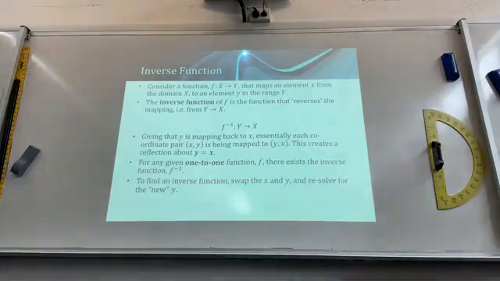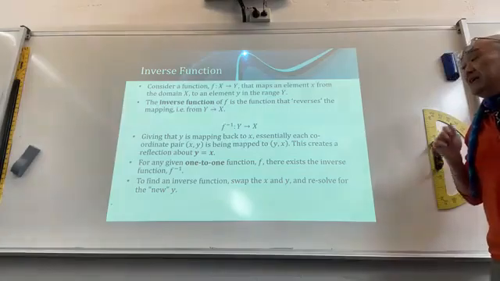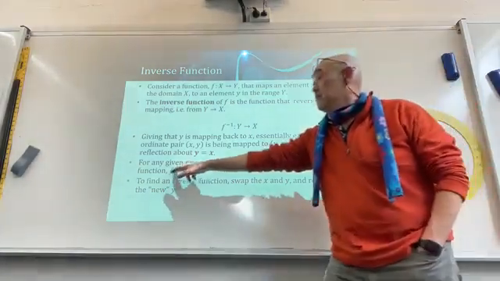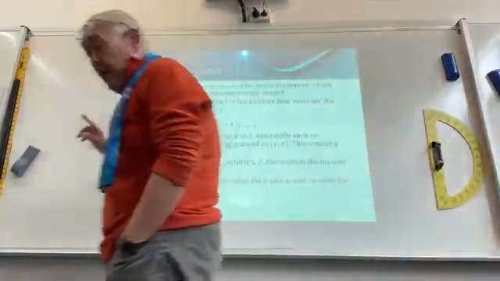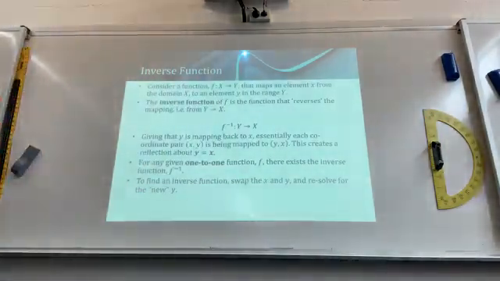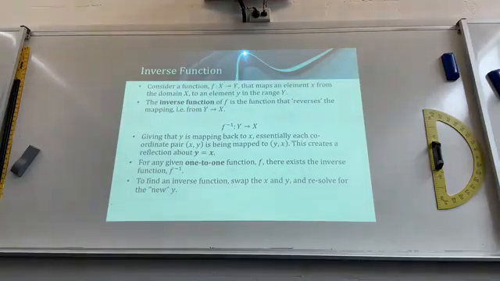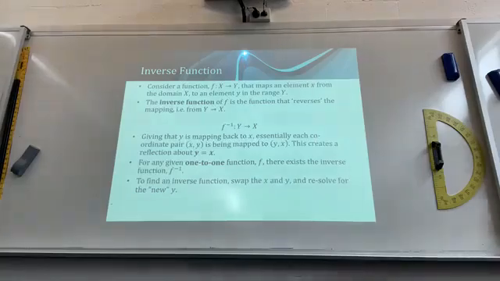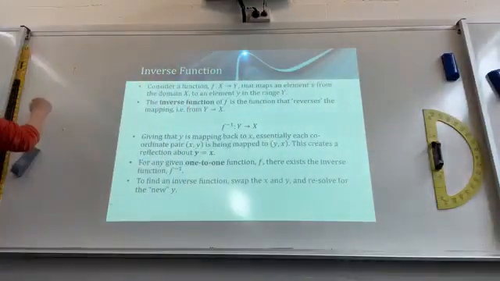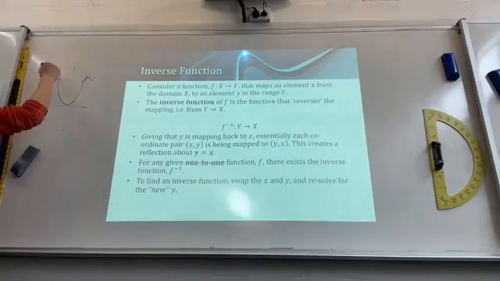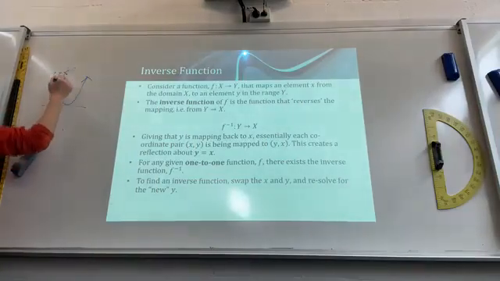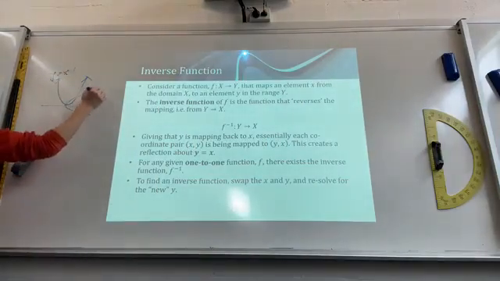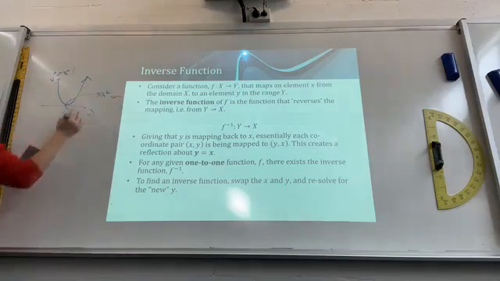For any given one-to-one function f, there exists an inverse function. Now, remember, if it is a many-to-one function, there is no inverse function. There's an inverse relation, but no inverse function. Just recall when we did the equation y equals x squared. When we find the inverse, it is x equals y squared, and this is a relation, not a function.